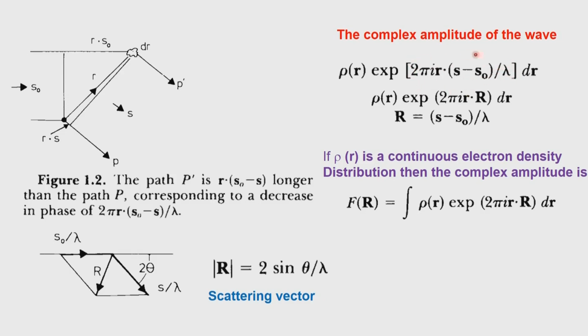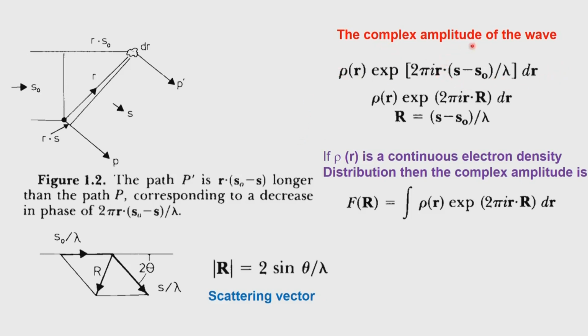So, the change in the path length is introduced as rho of r exponential 2 pi i r dot (s minus s naught) by lambda, and this is occurring due to the presence of an electron density which is rho of r d of r. So, the E naught is equal to this quantity.